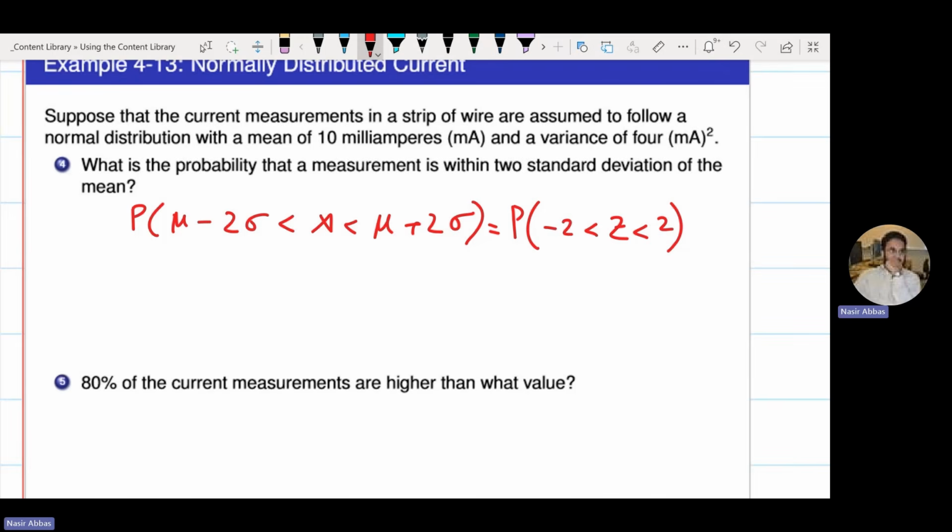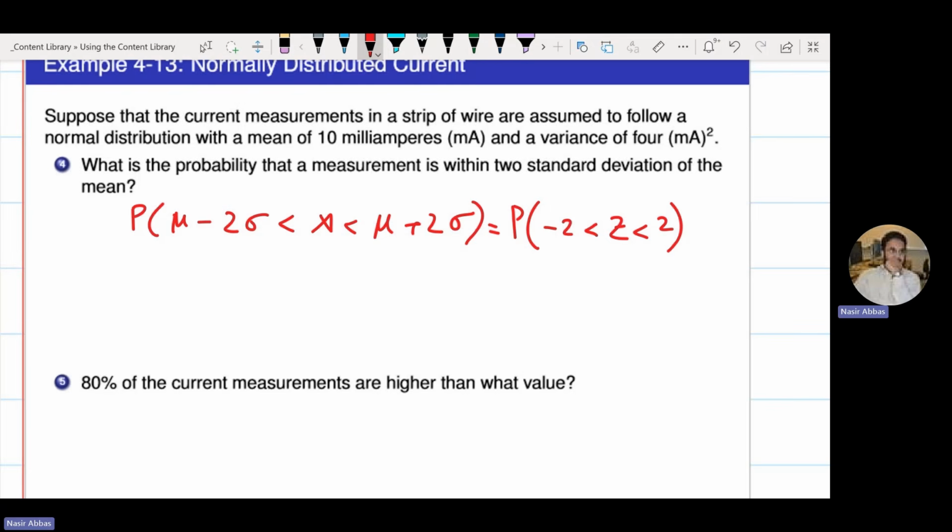Make your calculation and see it. When you subtract mu, mu will be cancelled. When you divide by sigma, sigma will be cancelled, and you will be left with only minus 2 and plus 2. Subtract mu from all 3 sides, minus mu here, minus mu here, minus mu here, mu will go out. Then you divide by sigma on all 3 sides. Sigma will be cancelled, and you will be left between minus 2 and plus 2 for the standard normal z.